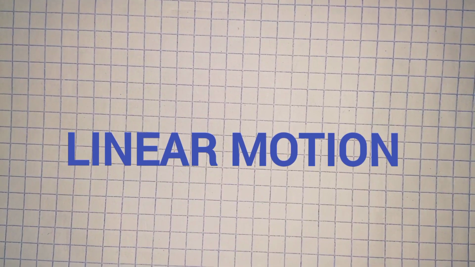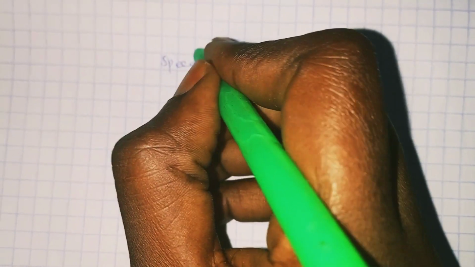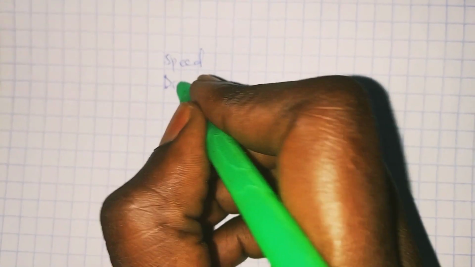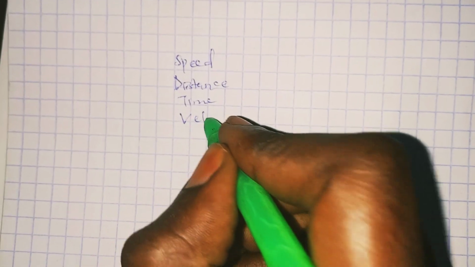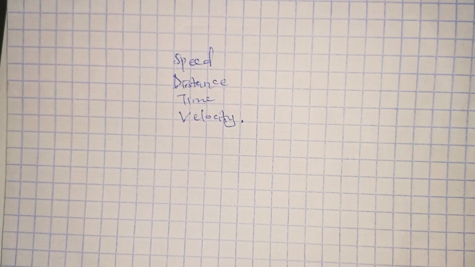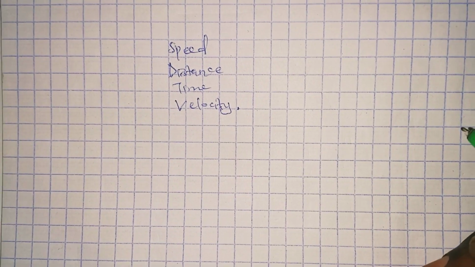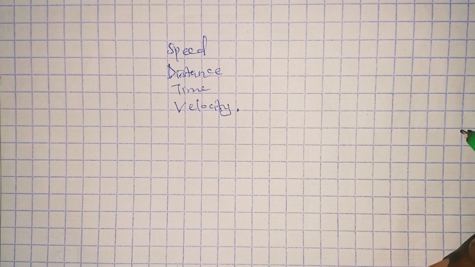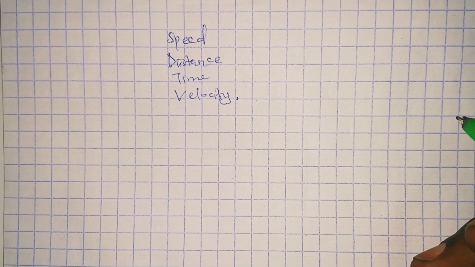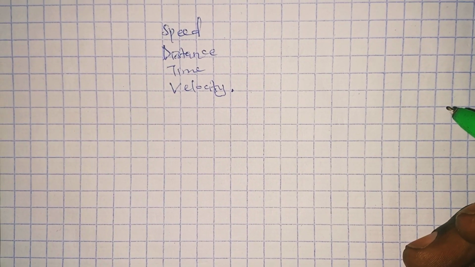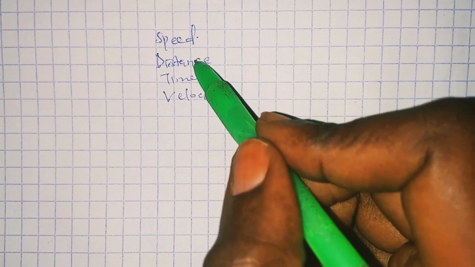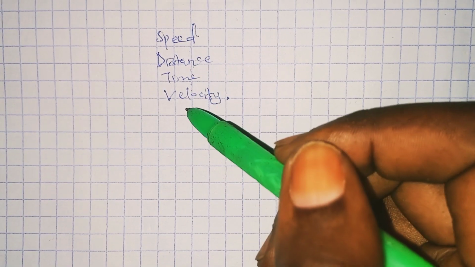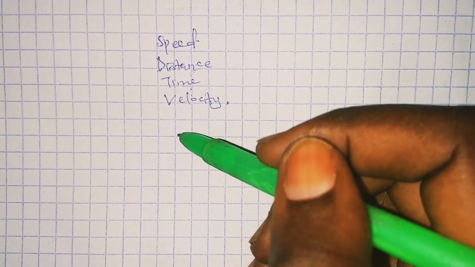Linear motion is a Form 2 topic that deals with speed, distance, time, velocity. There are some motion graphs like distance time graph and velocity time graph that we'll look at how to interpret in a later video. So when you want to look at the relationship between this, you look at the formula that is used to calculate distance.